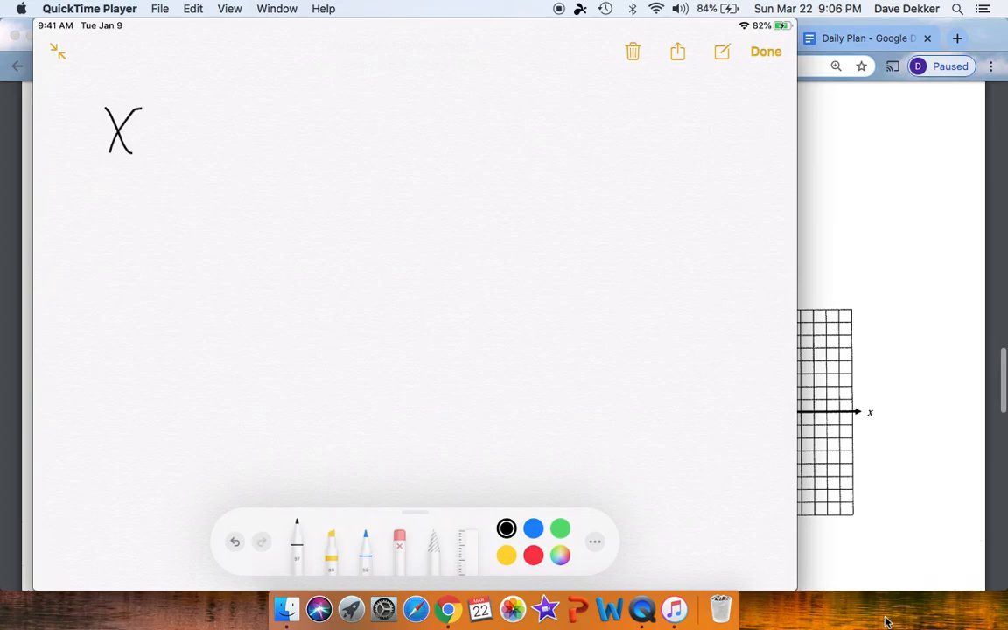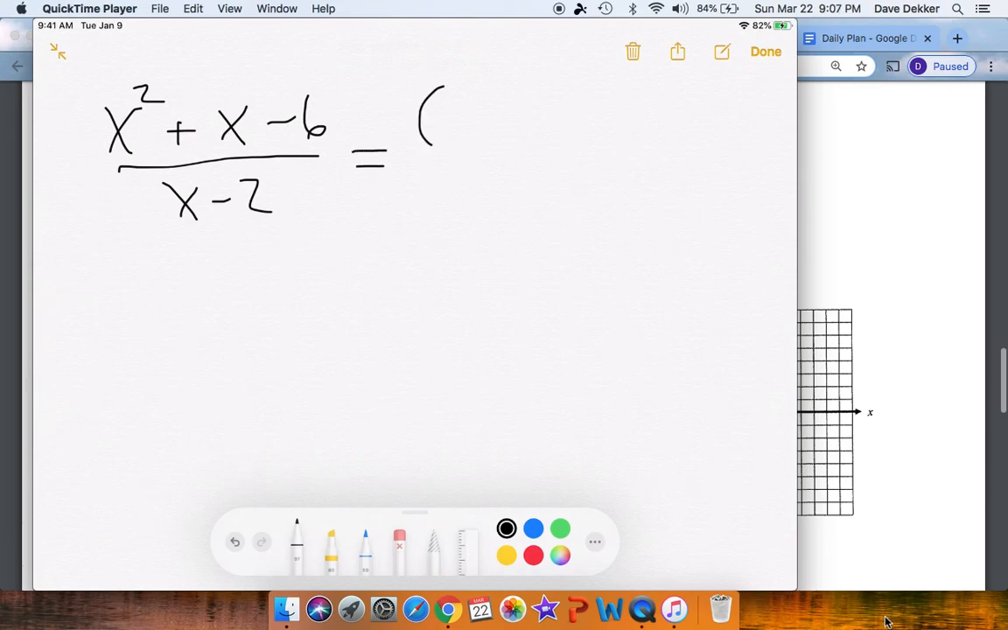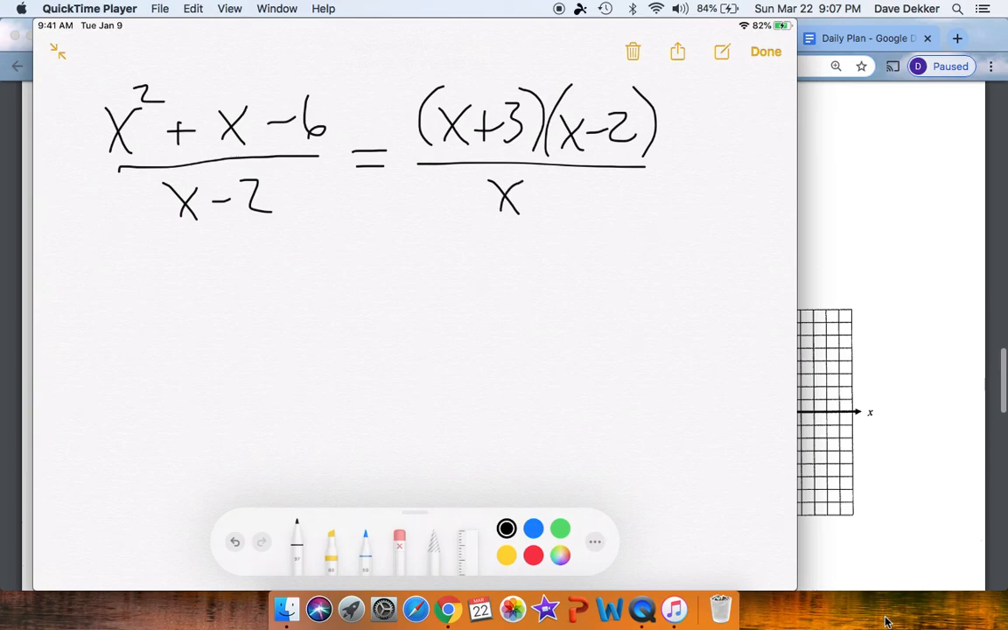If I have x squared, and you can just write this off to the side if you need to, plus x minus 6, and I'm going to divide that by x minus 2. Okay, and we want to know what that is supposed to look like. We would go through all this work of what we did last week, so we'd probably want to put this in factored form. If I put the numerator into factored form, I would get x plus 3 times x minus 2, all over x minus 2.